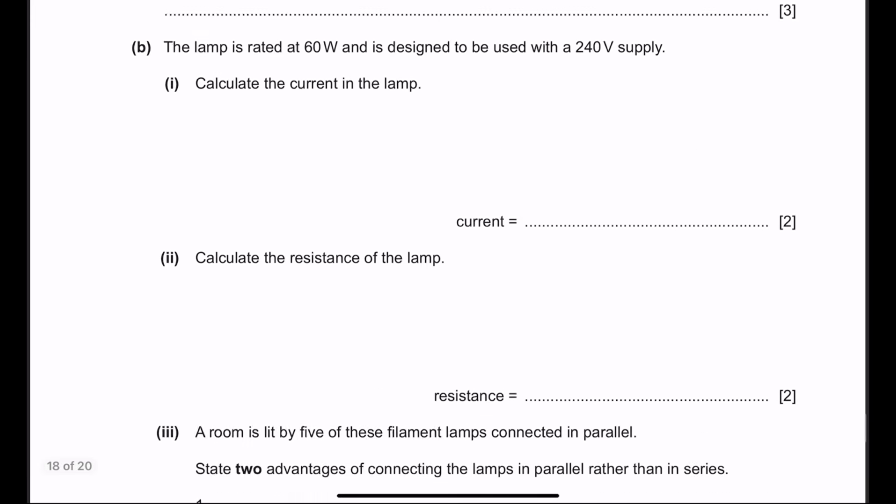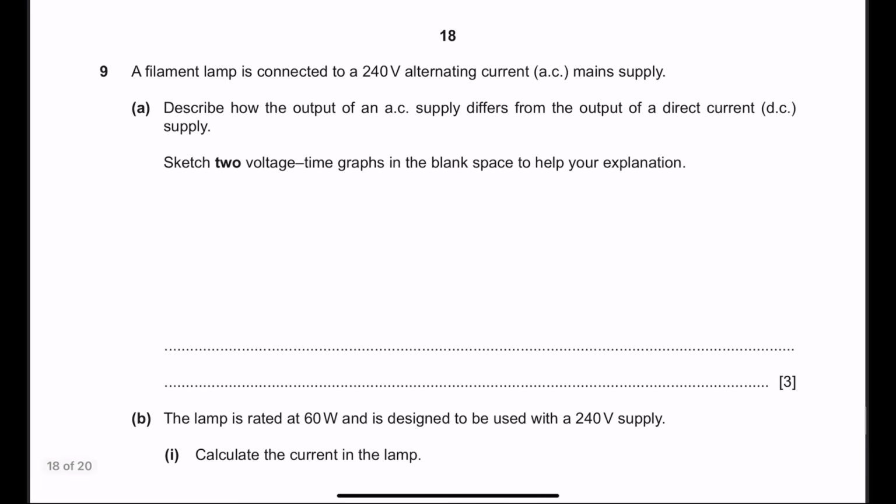Now we'll move on to the last question of this paper, question number 9, and this is mostly dealing with electricity and the related topics. So we have a lamp which is connected to a 240 volt AC supply. Describe how the output of an AC supply differs from an output of a DC supply. You can sketch two voltage time graphs to help your explanation.